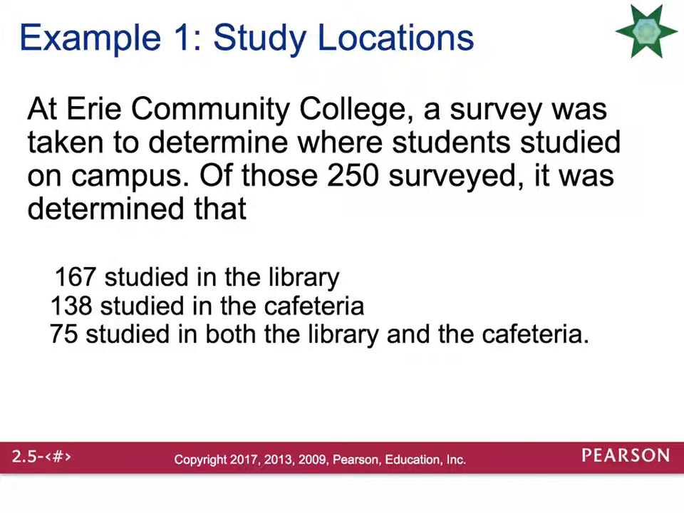Okay, this is Math 131, section 2.5a. We're going to look at Venn diagrams and how we fill those out for different sets and different scenarios. So we're going to look at some example problems.